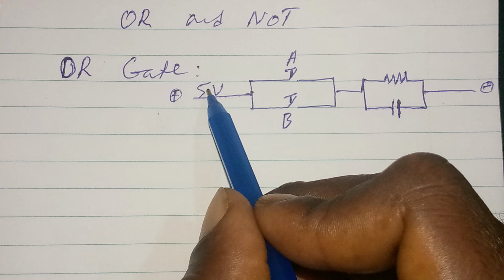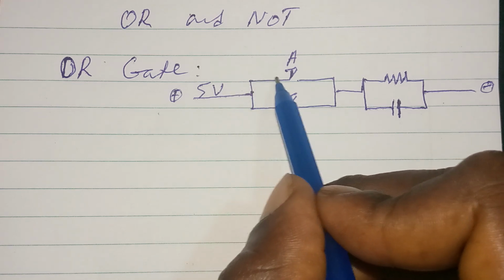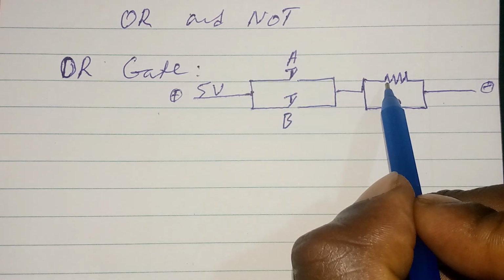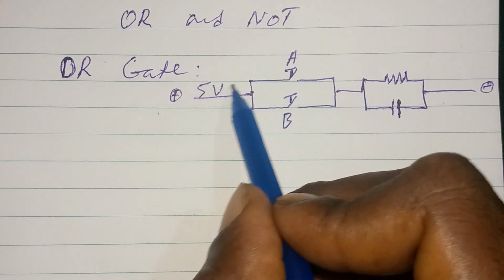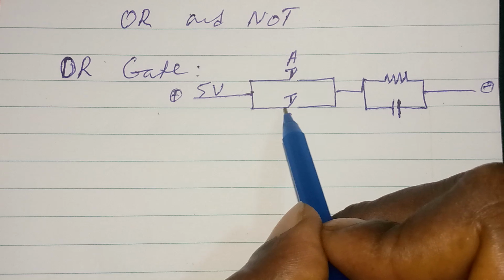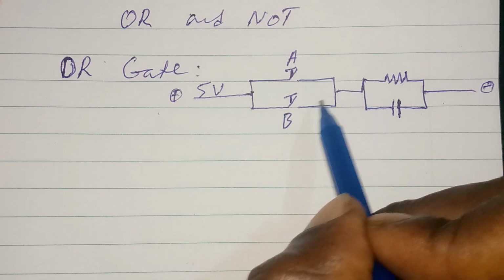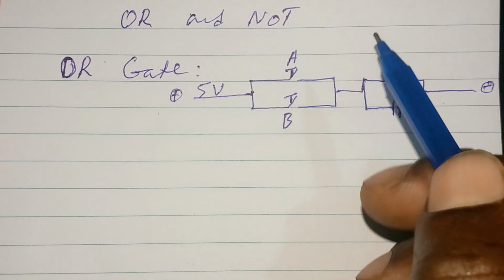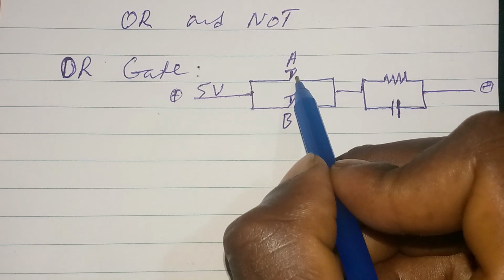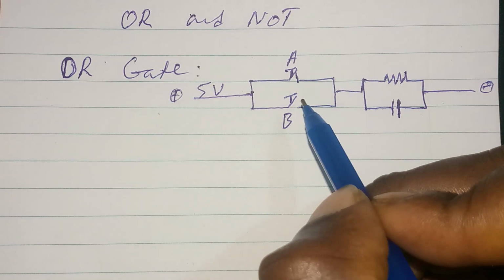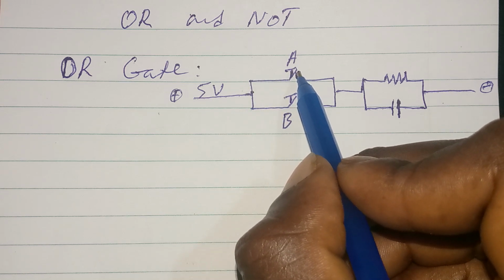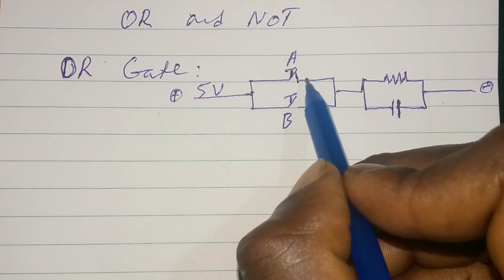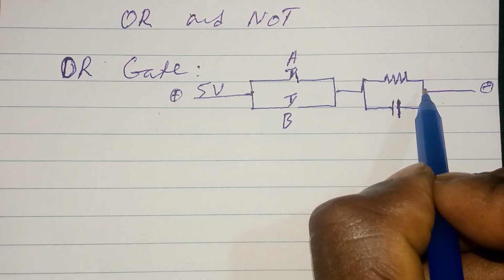Now the 5 volts we try to pass through switch A to power the circuit, but it cannot because switch A is open. The 5 volts also will try to pass through this switch B. It cannot because switch B is open. But if we close switch B here, you will find out that the voltage will now pass through switch B here, and then it will power the circuit.